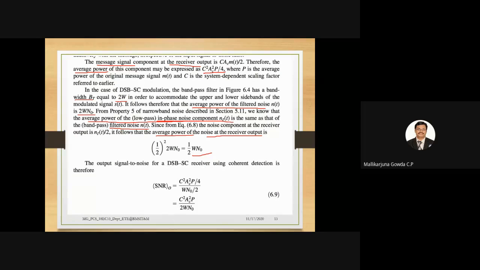So now I know the average power of the noise at the receiver output, and I know the average power of the demodulated message signal. Then I can find the output SNR, the output signal to noise ratio of the DSBSC receiver using coherent detection. The output SNR is C squared A_c squared P by 4, the average power of the demodulated message signal at the receiver output, divided by 1/2 W N naught, the average power of the noise at the receiver output. The 2s cancel, so C squared A_c squared P by 2 W N naught gives the output SNR.